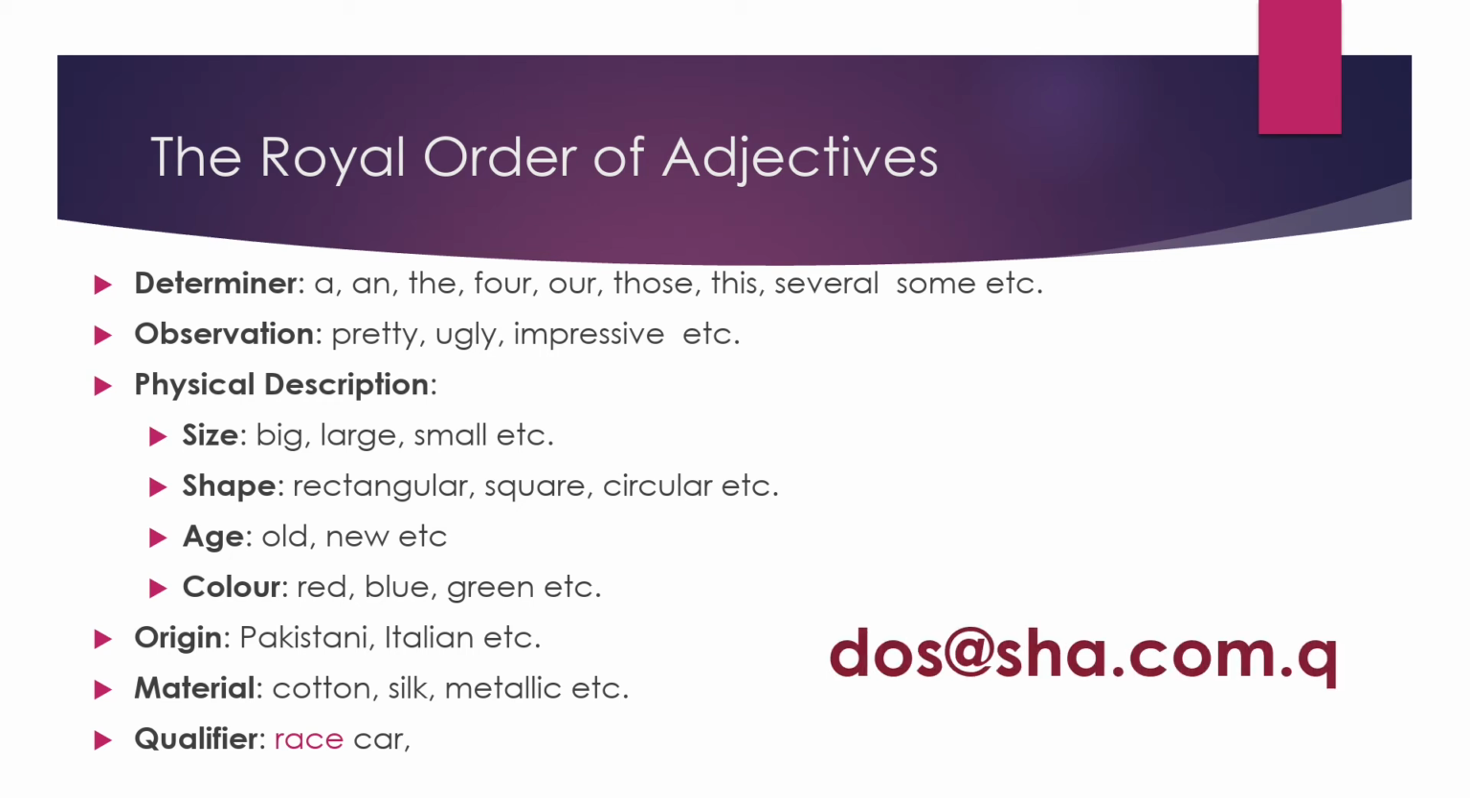But before that, look at this acronym, DOSAShCOMQ. If you remember this acronym, you will remember the order of the adjectives. D stands for determiner, O stands for the observation or the opinion, S stands for the size, Sh stands for the shape, A stands for the age, C stands for the color, O stands for the origin, M stands for the material, and Q stands for the qualifier. So memorize this acronym and you will be able to memorize the order. DOSAShCOMQ.